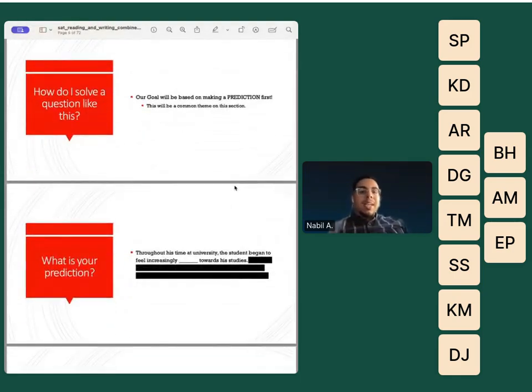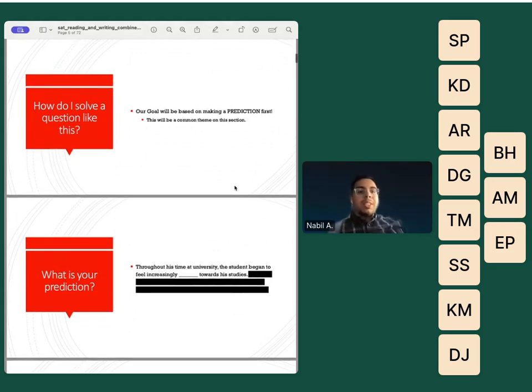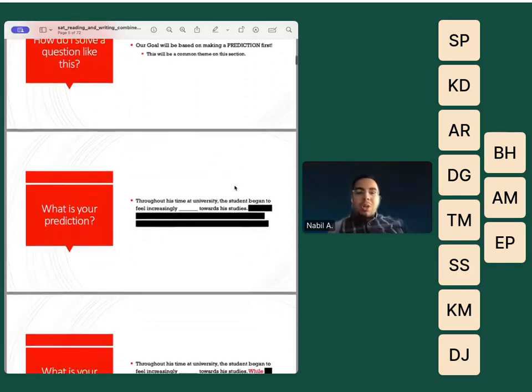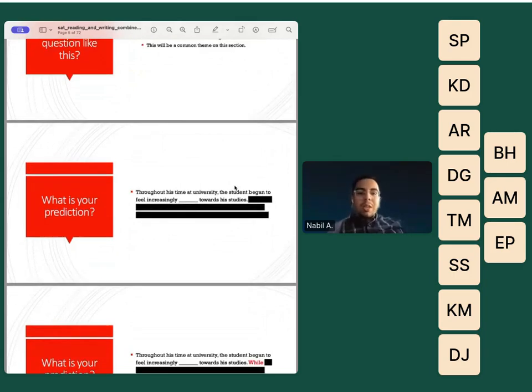With questions like these, students tend to go straight to the answer choices. But with these questions, it's really key to make the prediction first, then go into the answer choices. So we'll start off with this first example here, and feel free to chime in or go in the chat. We'll practice how to work on making our prediction.